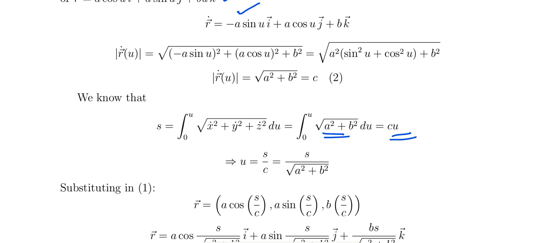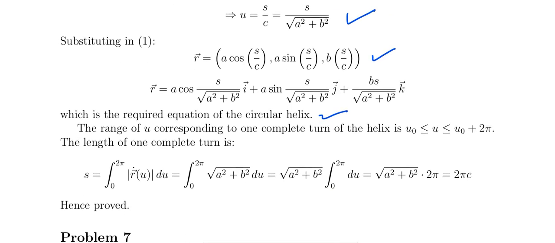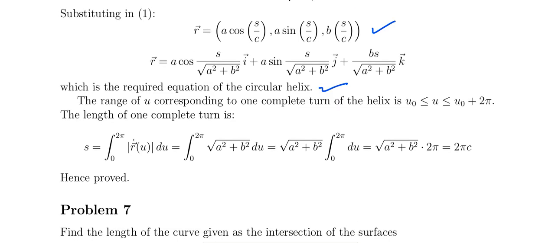s equals cu means u equals s by c. Instead of c we can put root of a square plus b square. So u equals s by root of a square plus b square. Then the r vector changes like this, this is the structure, a cos of something. So this is called the required equation of the circular helix. And the range of u corresponding to one complete turn of the ellipse, what will it be?